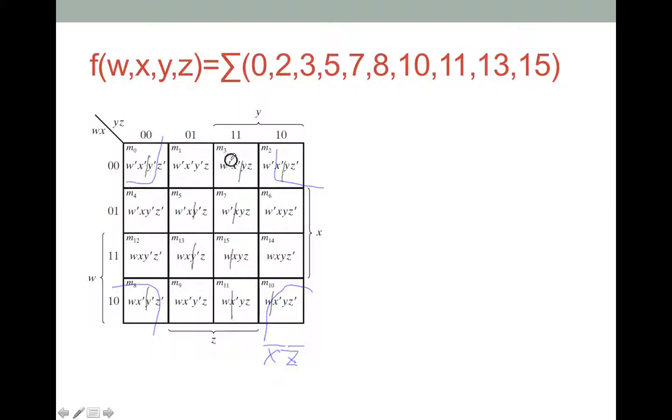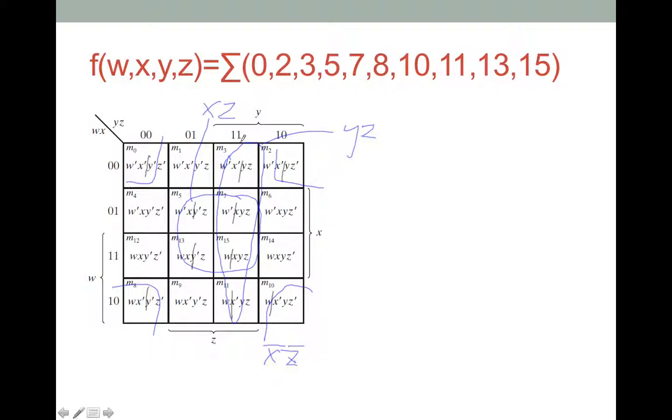And then we have another PI in this whole column, and the expression for this is y and z. And then another prime implicant is the 4 in the center. The expression for this is: vertically x does not change, horizontally z does not change. So xz is the expression for that.